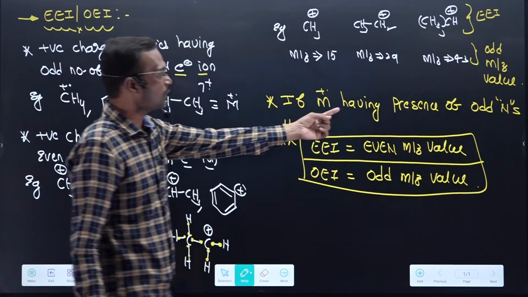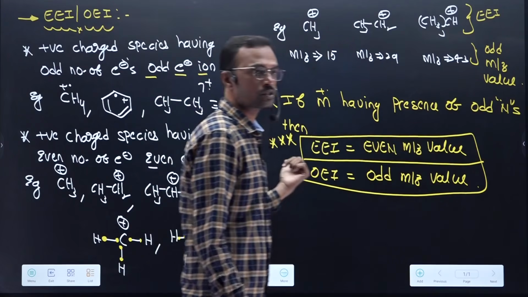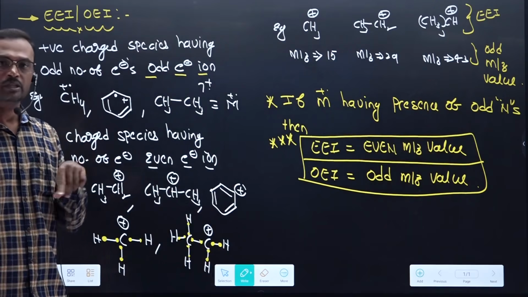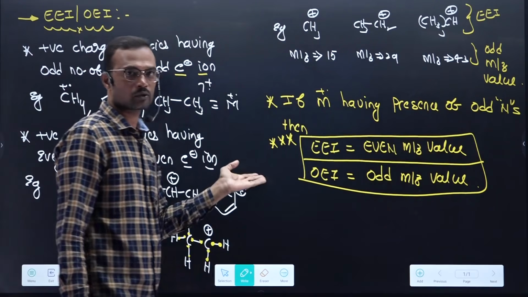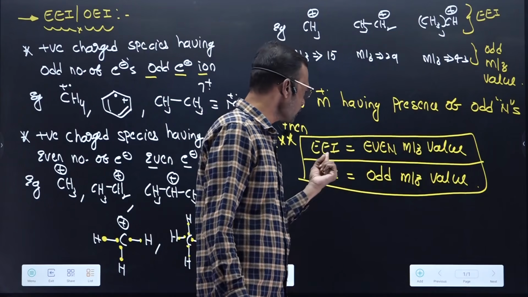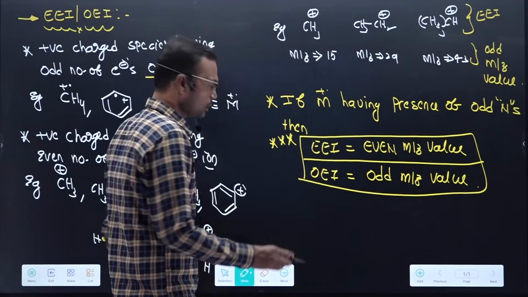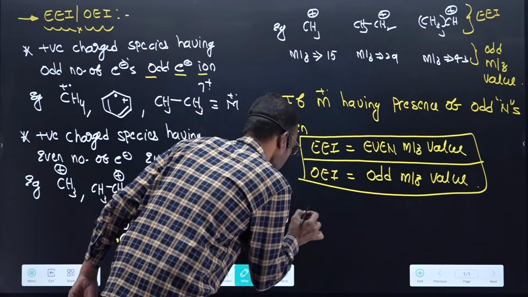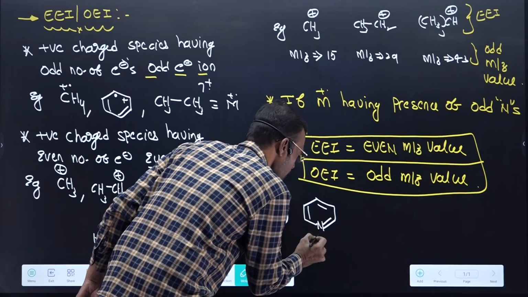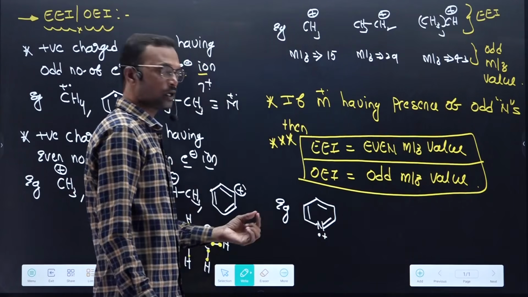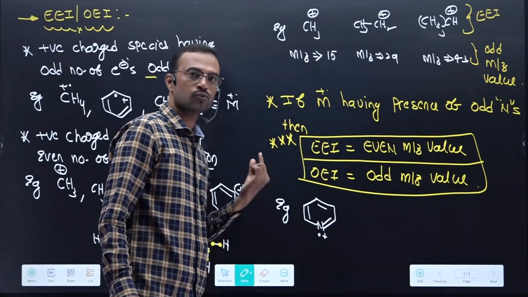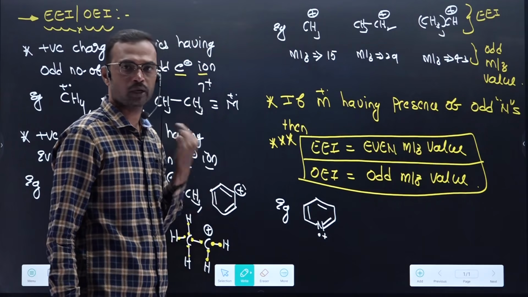If any molecular ion has an odd number of nitrogens, whose m/z value is also odd, it is definitely an odd electron ion. Remember this point. I will give an example. This is pyridine, a radical cation. Every carbon is 12, every nitrogen 14, and every hydrogen 1.